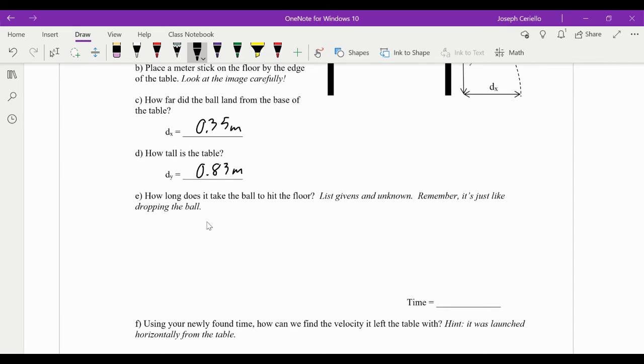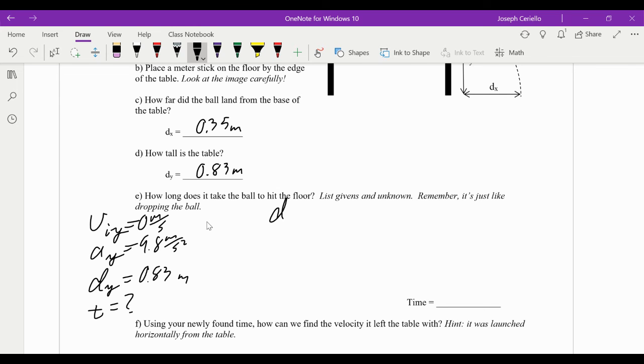This is just like what we did before. We can say that the initial velocity in the y direction is 0, because all of the velocity that it rolls off the table with is directed in the x direction at that instant. The acceleration in the y direction is 9.8 meters per second squared. The distance in the y direction is 0.83 meters, and the time is our unknown. So we're actually using the same equation as before. d equals V_i t plus 1/2 a t squared. d is going to be 0.83. V initial is 0 times t, so that whole term goes away, plus 1/2 times 9.8 t squared.